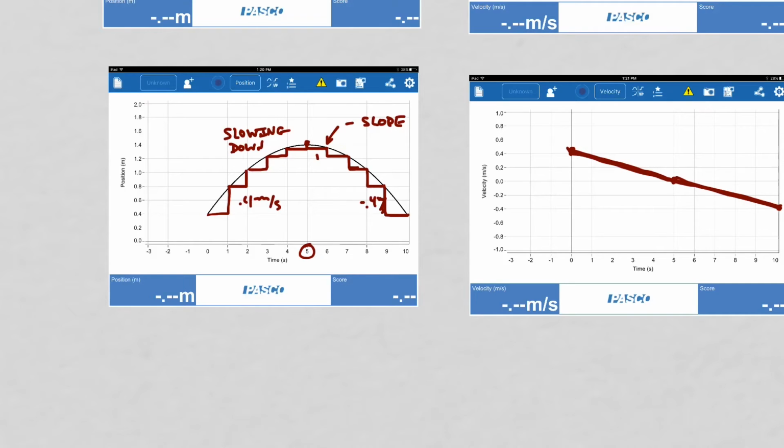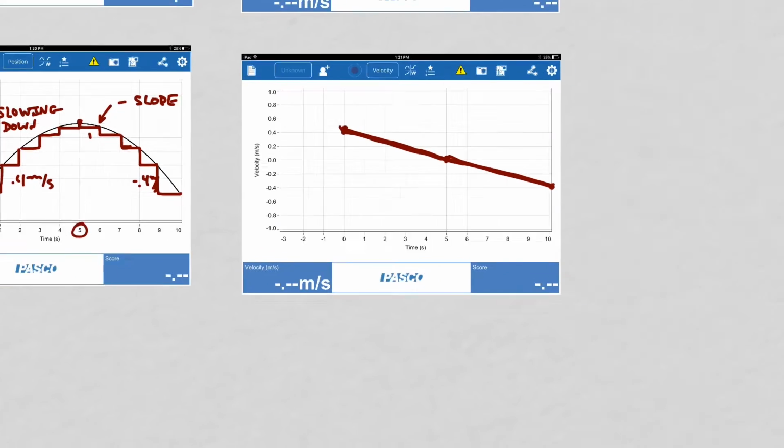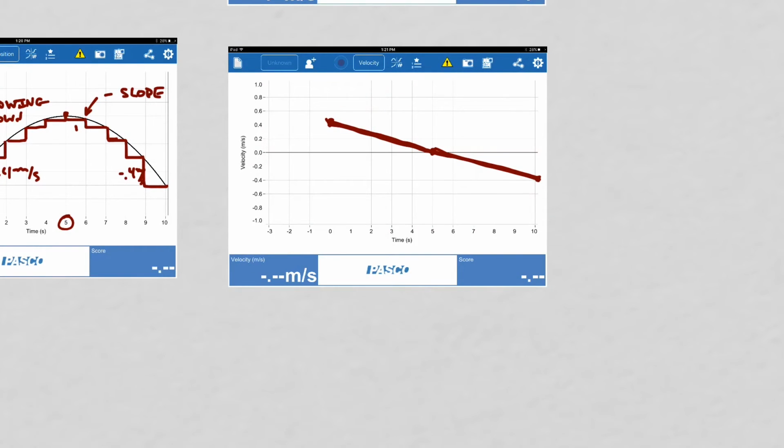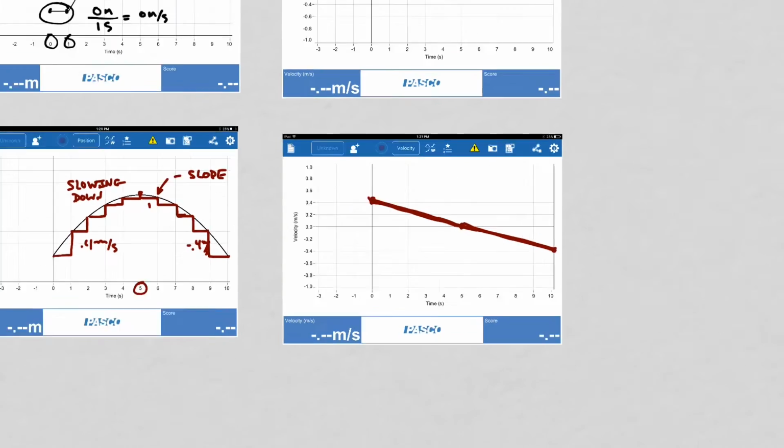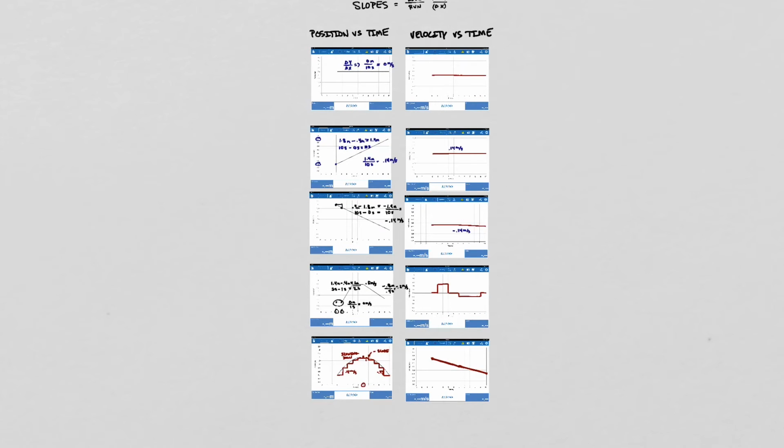You start out fast, moving away from the detector, and then you're slowing down until you stop, and then moving back towards the detector at an increasing rate. And that is it. Okay, so again, this is something that I think you all kind of inferred over the course of working on these problems, but I just wanted to go through it with you.